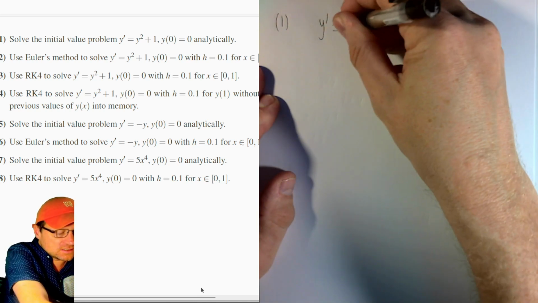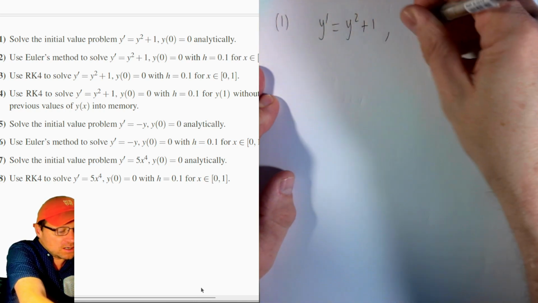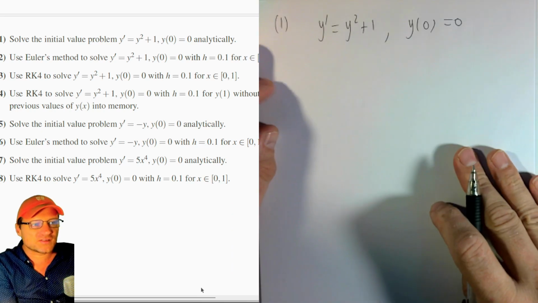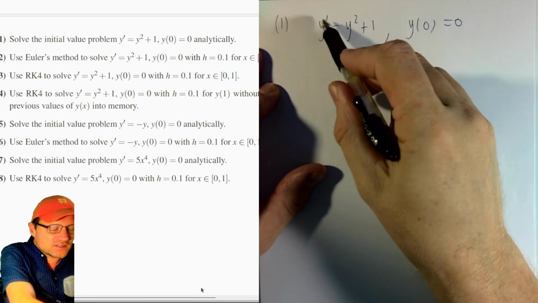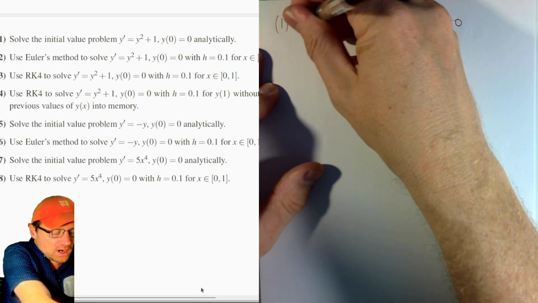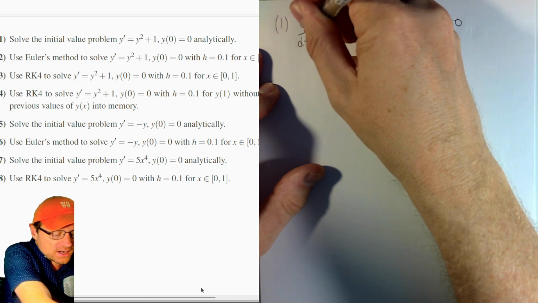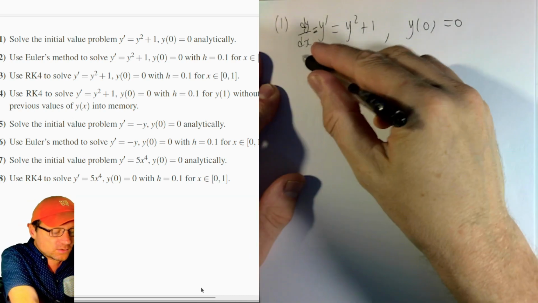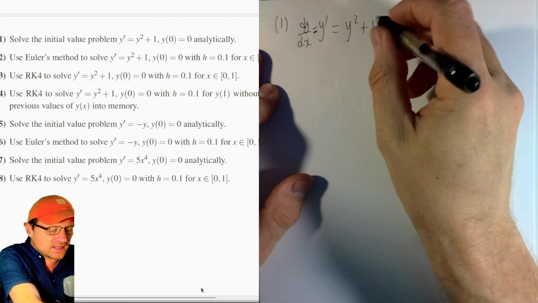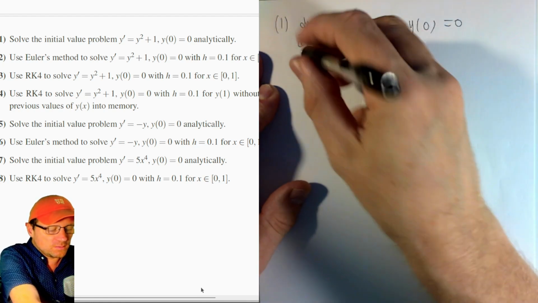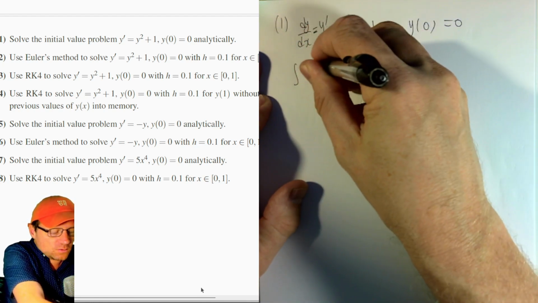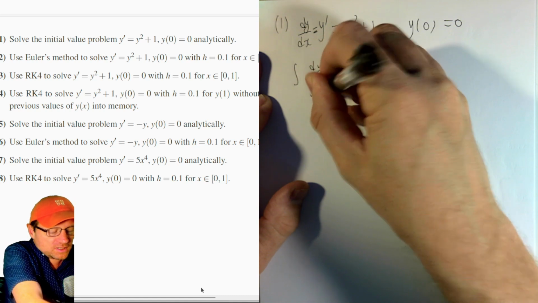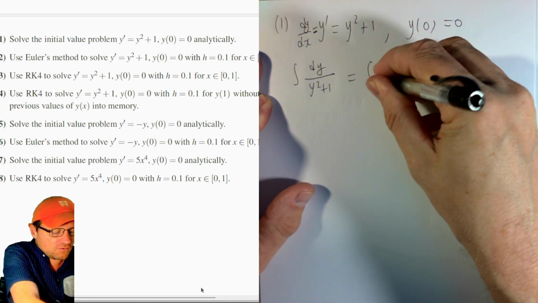Okay, so we've got an initial value problem. y' is y squared plus 1, where y of 0 is 0. And so what we want to do is write this y' as dy on dx, because this equation is separable, it will clarify how to separate this. So we take our dx to the right hand side, divide by y squared plus 1, and so we can write dy on y squared plus 1 is the integral of 1 dx.